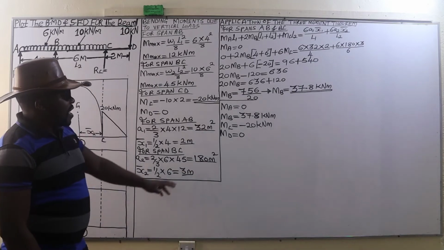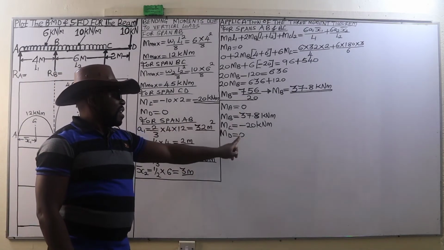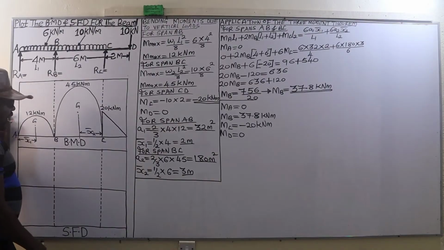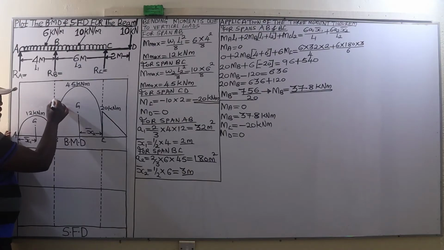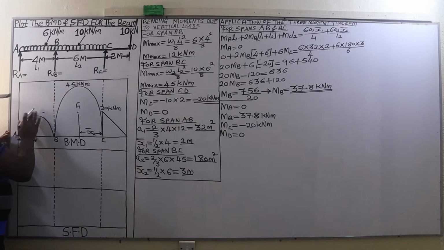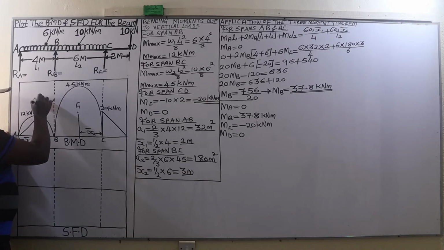So we are going to plot these remaining bending moment diagrams, starting with bending moment at A, that is 0. Bending moment at B, that is 37.8. Let me remove this 12, I'm going to write it later. So join this to A, which is 0 at that point. So let me return my 12 kilonewton meter. So here we have 37.8.